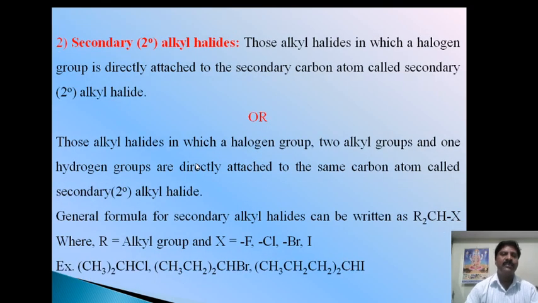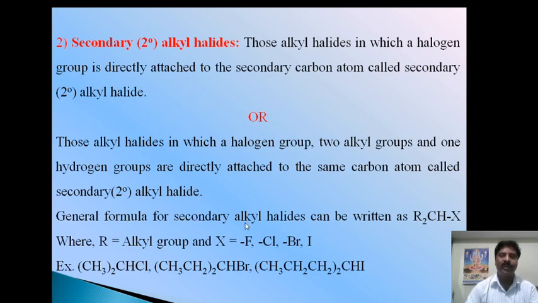Now coming to the second classification, that is secondary alkyl halide. It is abbreviated as 2 degree, but it is read as secondary alkyl halide. Those alkyl halides in which the halogen group is directly attached to the secondary carbon atom are called secondary alkyl halides, or those alkyl halides in which a halogen group, 2 alkyl groups and 1 hydrogen atom are directly attached to the same carbon atom are called secondary alkyl halides.